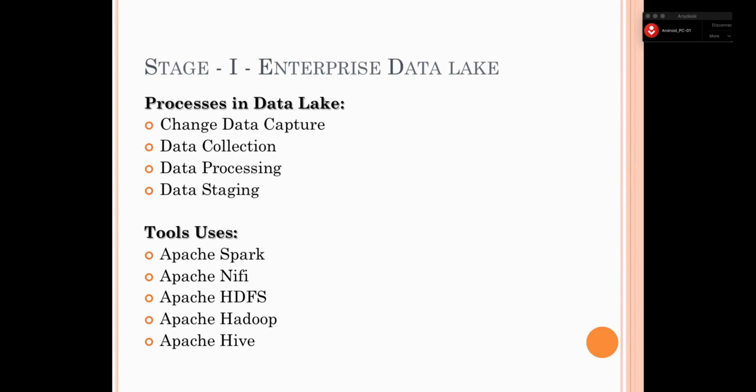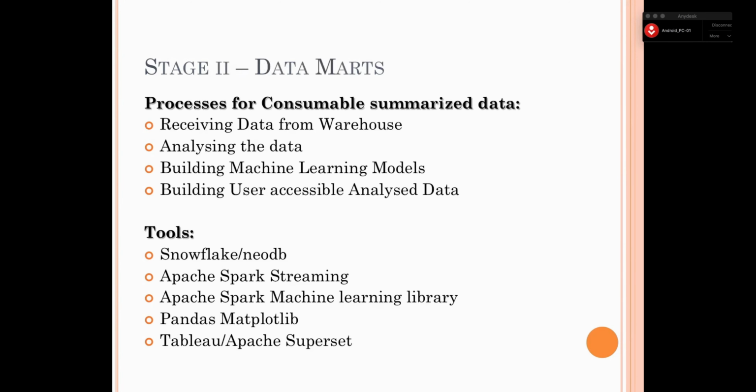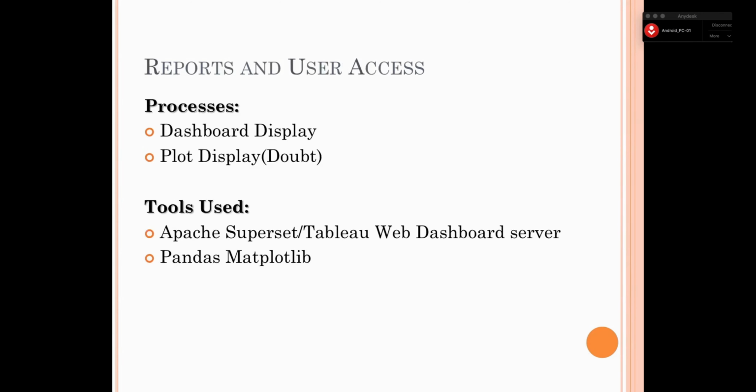Stage 1, Data Lake. The enterprise data lake process consists of change data capture, data collection, data processing and data staging, and the tools used for these processes are shown here. Stage 2, Data Mart. The process for Data Mart has been summarized as receiving data from the warehouse, analyzing data, building machine learning models and user-accessible analyzed data. The tools used are shown in this.